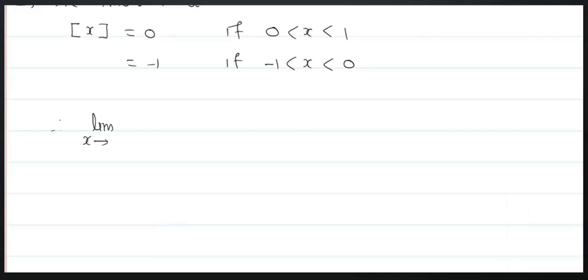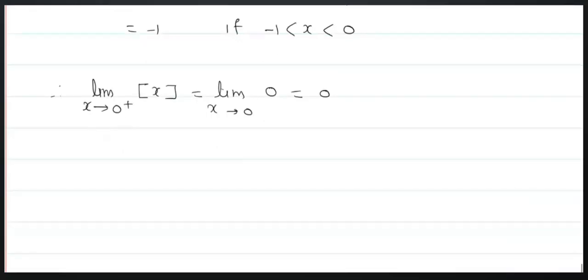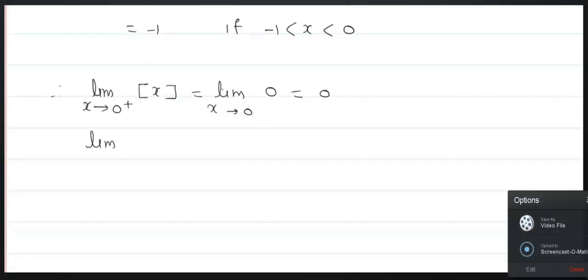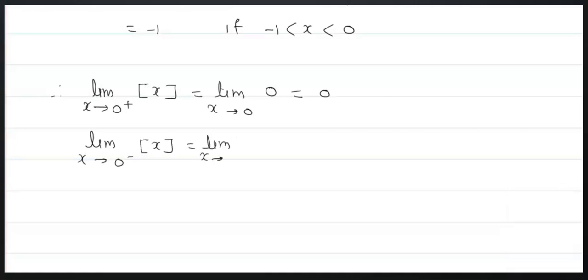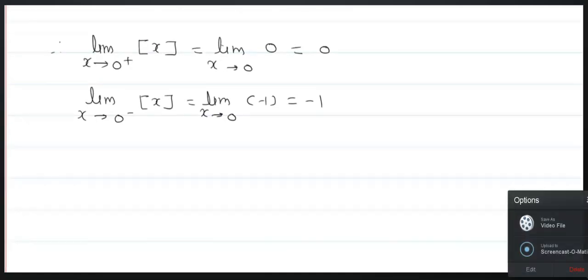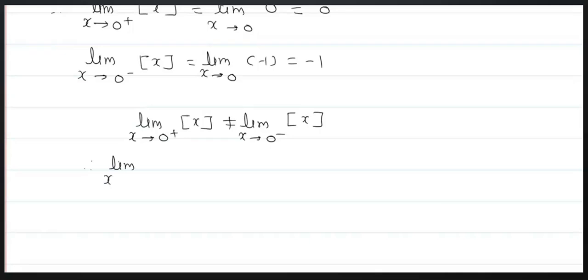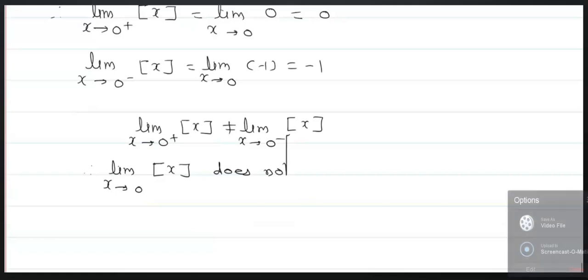Therefore, in this case, limit x tends to 0 plus of [x] is equal to 0. That is the right hand side limit. And the left hand side limit is equal to -1. Hence, both are not equal and therefore the limit does not exist.